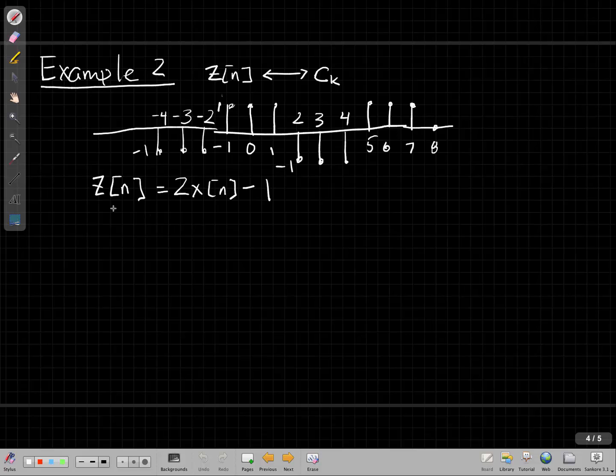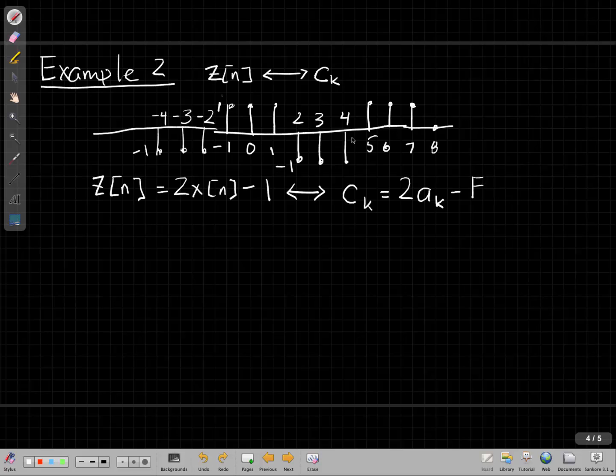If this works in the time domain, we know that the Fourier series transform is linear. So in terms of correspondence, this is telling me that C of k is going to equal 2 times the Fourier coefficients of A of k, because this is linearity, minus, well, I still need to find the Fourier series.